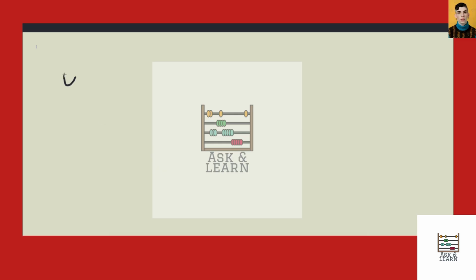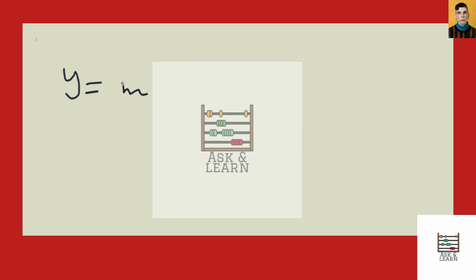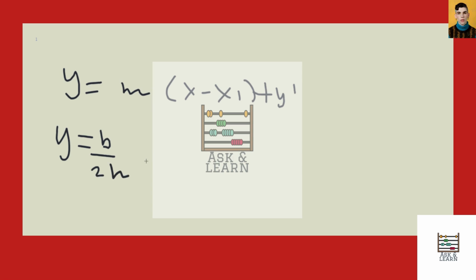Point slope form formula is y is m, which is our slope, times x minus x1 plus y1, which means we have y is b over 2h times x. Okay, now that we have this, we know this is half the length of what we need, which means we need to double this to get s of x.